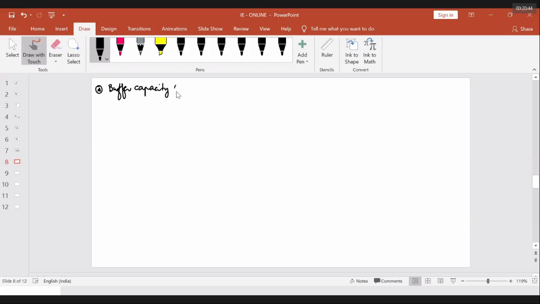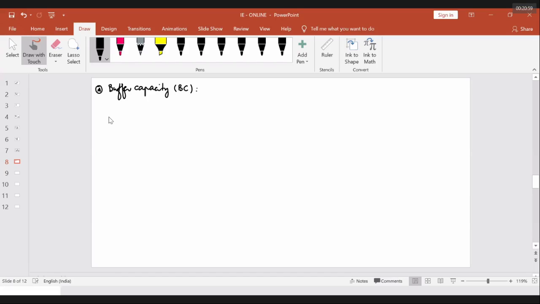Now the question comes, what is the meaning of buffer capacity mathematically? Theoretically, it is the limit up to which the solution maintains itself as a buffer, but once you go beyond the limit, it will lose its buffering property.